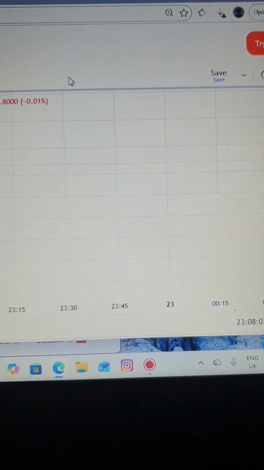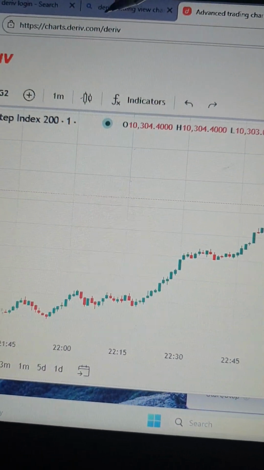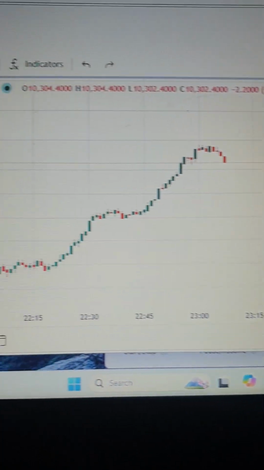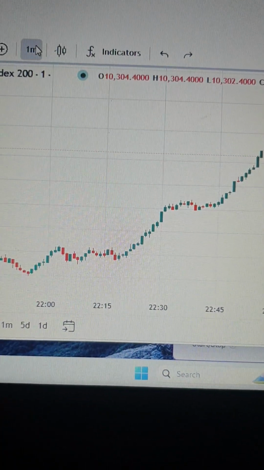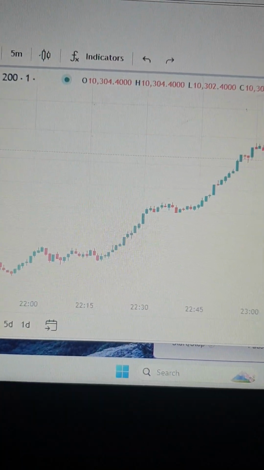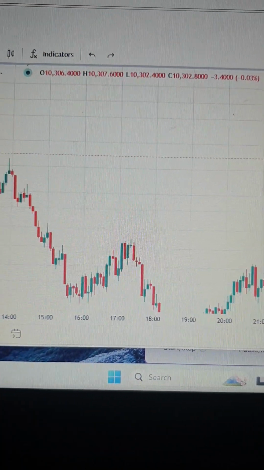The first step, go to your Chrome or any browser, then search for Deriv TradingView. So you can see we have the Deriv TradingView. The second step will be putting our time frame to a higher one, which is the 5 minutes time frame. Make sure you use a 5 minutes time frame. I'll just reduce my screen.